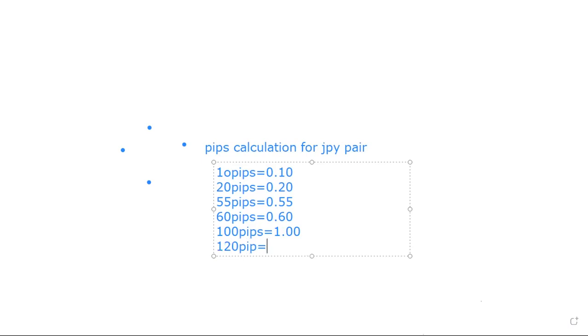So 120 pips will now look like this. That's 100 plus 20. So you need to know what 120 will be. That will be 1.20. 150 pips will look like 1.50. So let's even say somebody says, we are going for 175 pips. That would be 1.75. So no matter the number of pips you're going for, once you know your entry price, it's easy to now add or subtract, whether you're buying or you're selling.